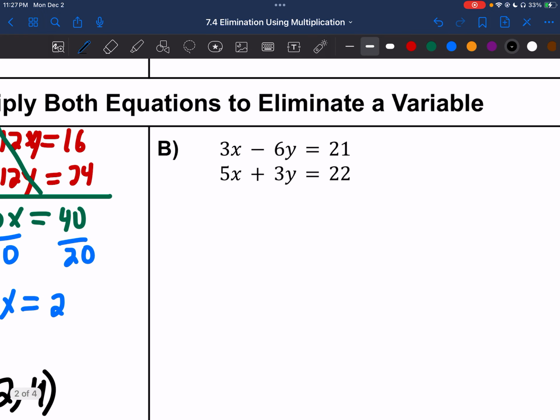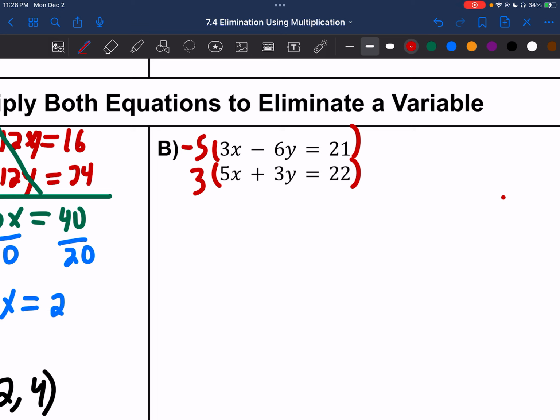Now we're going to look at letter B. In this case, again, we're going to go the more complex route. We're going to look for something we can multiply both equations by in order to find an additive inverse. And we're going to have that with our x values. So I'm going to multiply my top one by negative 5. I'll multiply the bottom one by 3. And now my x values will be my additive inverses.